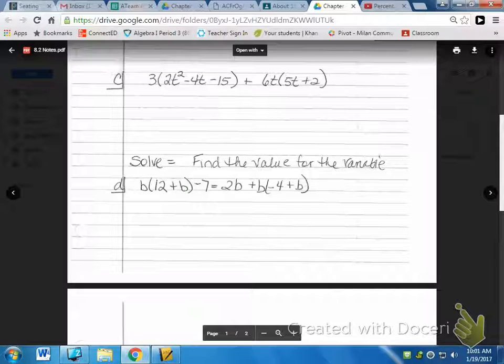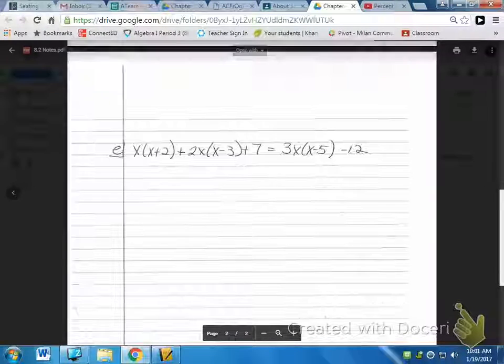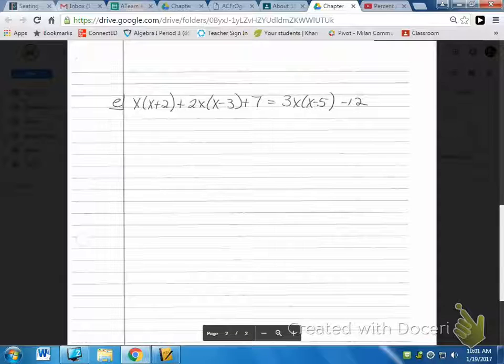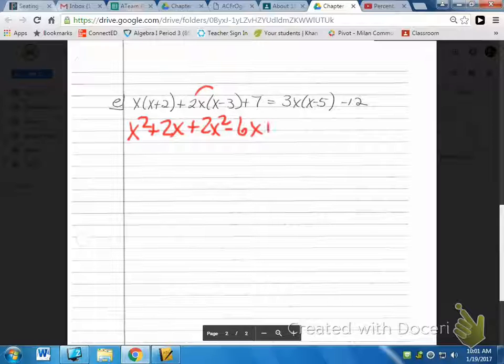Let's see if we've got another example. Oh, we do. There's an E. Okay, awesome. Who wants to do this one? My tree? Let's do some distributive. There's lots of it here to do. x squared plus 2x plus 2x squared minus 6x plus 7. Okay, and then on the right, 3x squared minus 15x minus 12.